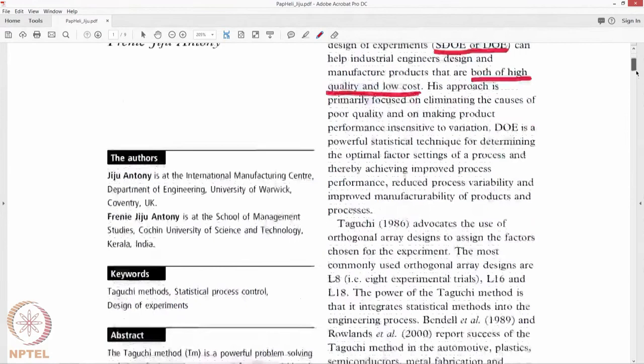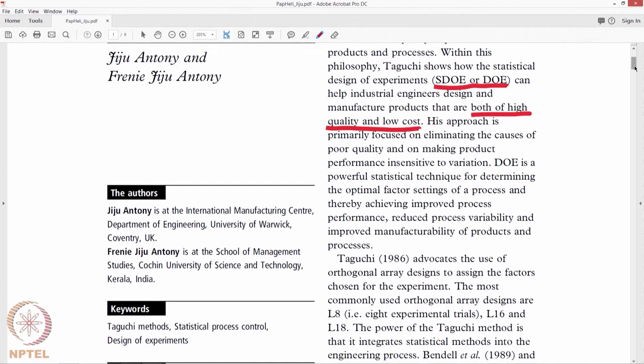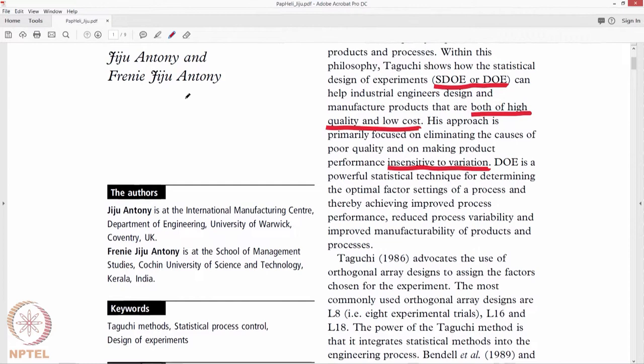You are able to see the font, right? Okay. His approach is primarily focused on eliminating the causes of poor quality and on making product performance insensitive to variation. The point is, we are talking about insensitivity to variation, which is the underlying idea for robustness. Then he talks about DOE being a powerful statistical technique for identifying the optimal factor settings, and thereby achieving improved process performance.